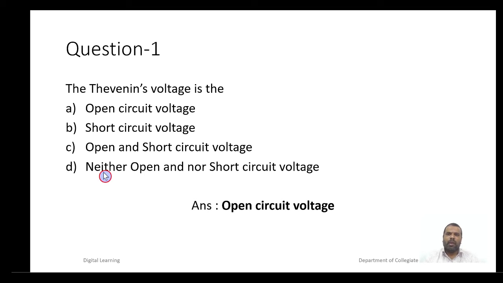Now, depending on the above section, we have some questions. Question number 1. The Thevenin's voltage is: the options are A, open circuit voltage, B, short circuit voltage, C, open and short circuit voltage, D, neither open nor short circuit voltage. The correct answer is open circuit voltage.